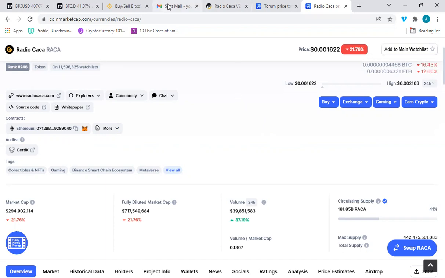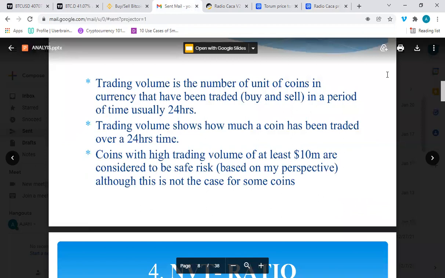So that's one thing you should check. You check the trading volume. Anything you see as volume 24 hours, it's trading volume. Trading volume is usually in a period, and I always take a 24 hour time frame.